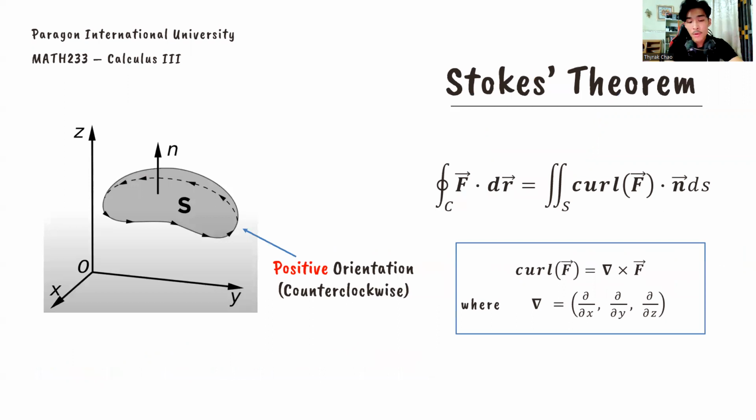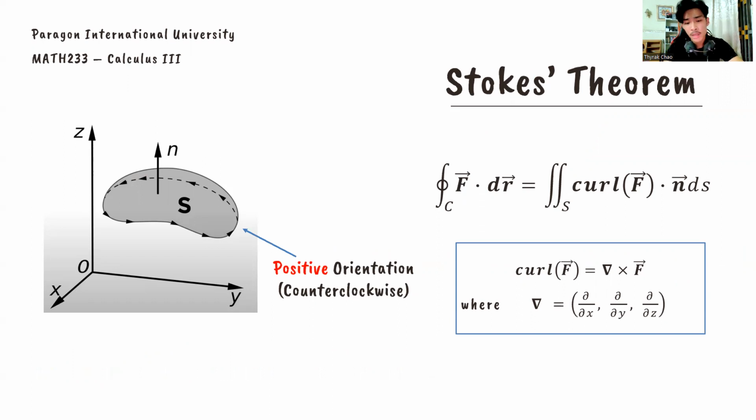In this video, we are going to look at a theorem called Stokes' theorem, which can be thought of as a higher dimensional version of Green's theorem, when we have a closed curve in three dimensions where the curve is the boundary of the surface S.